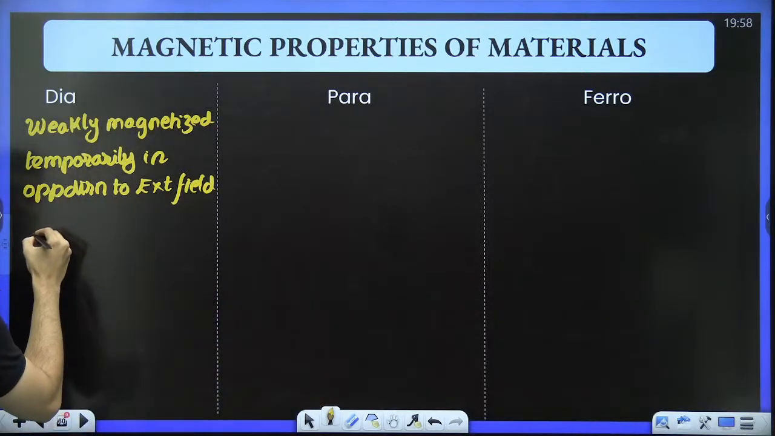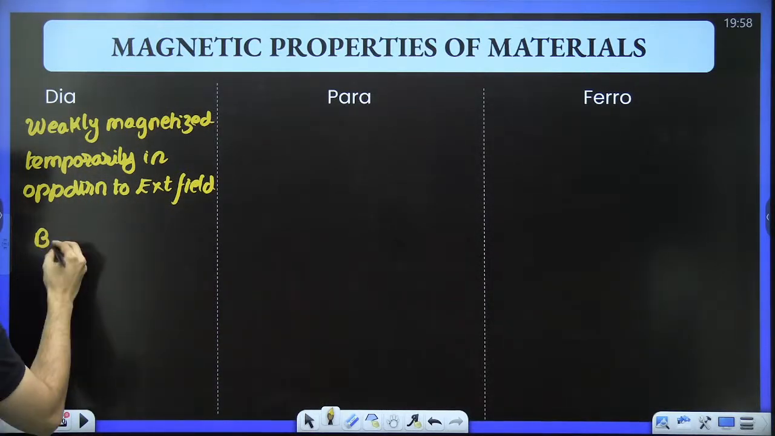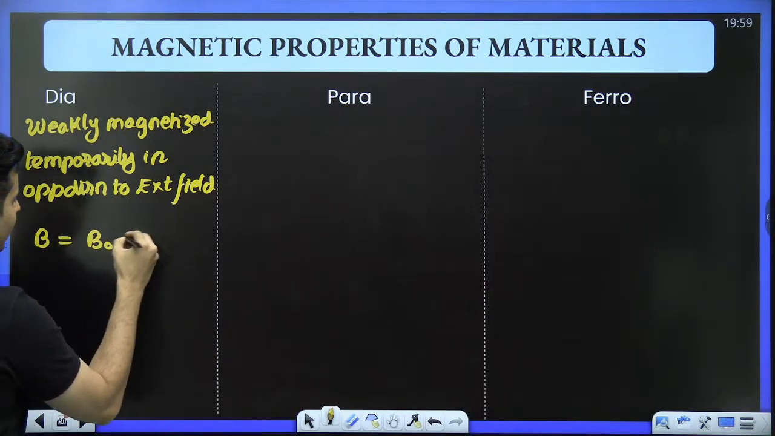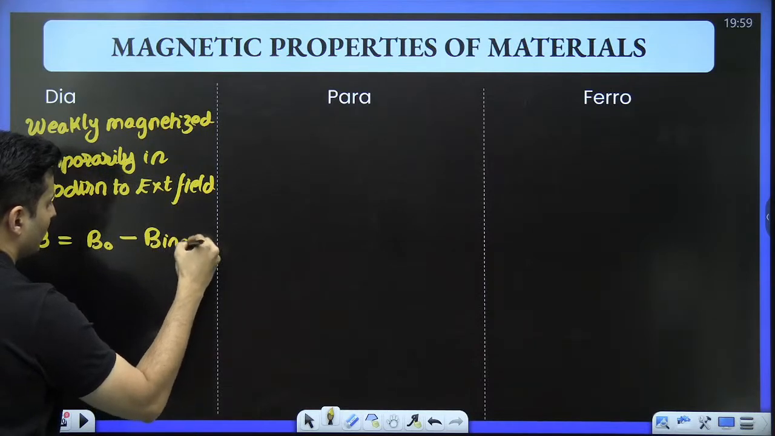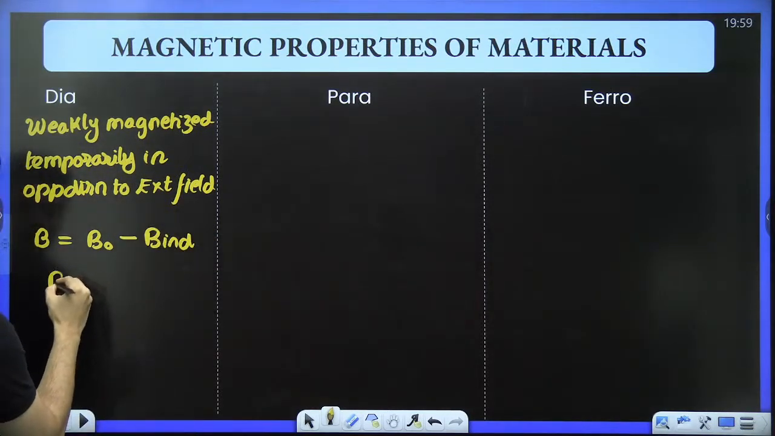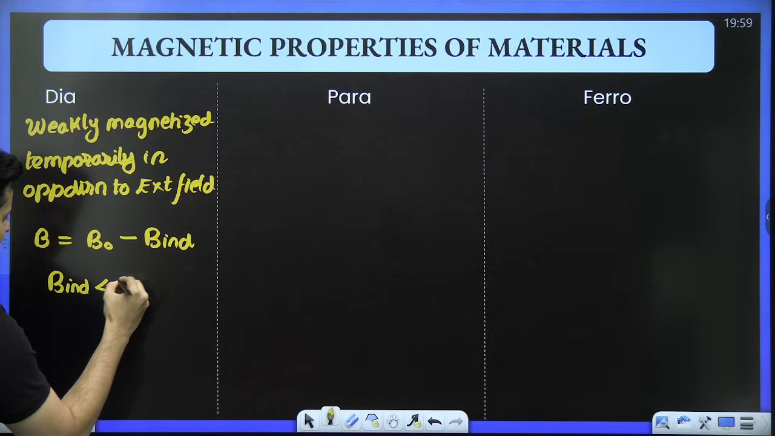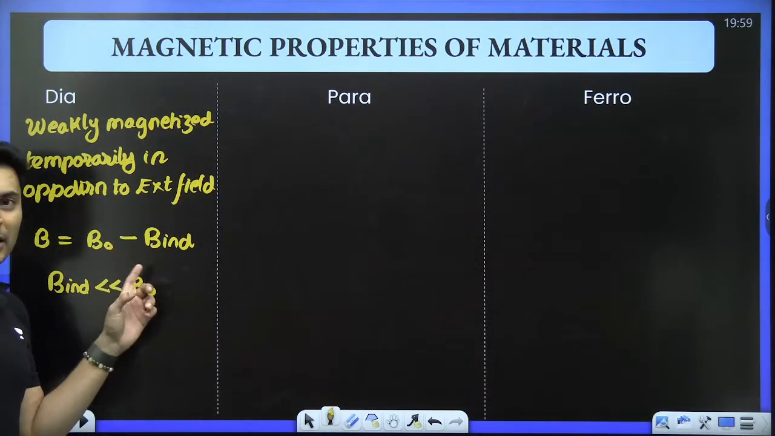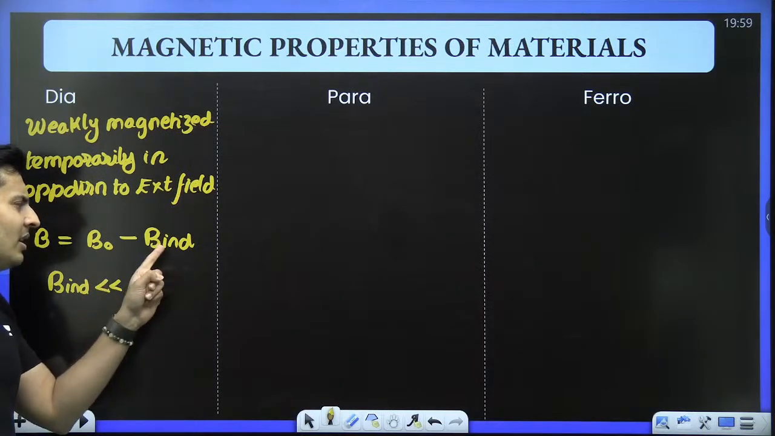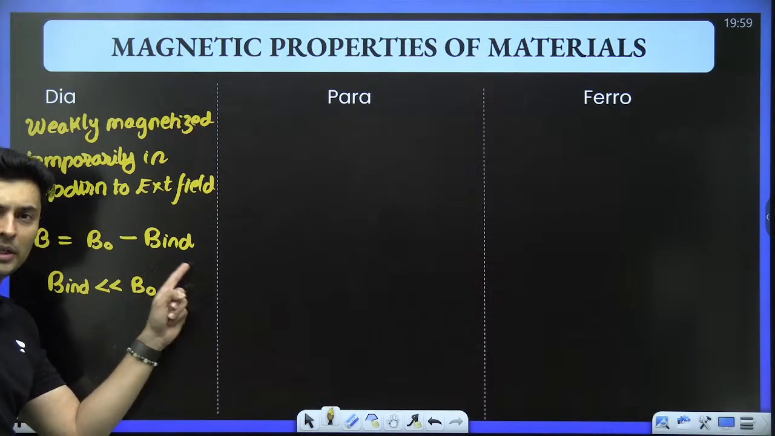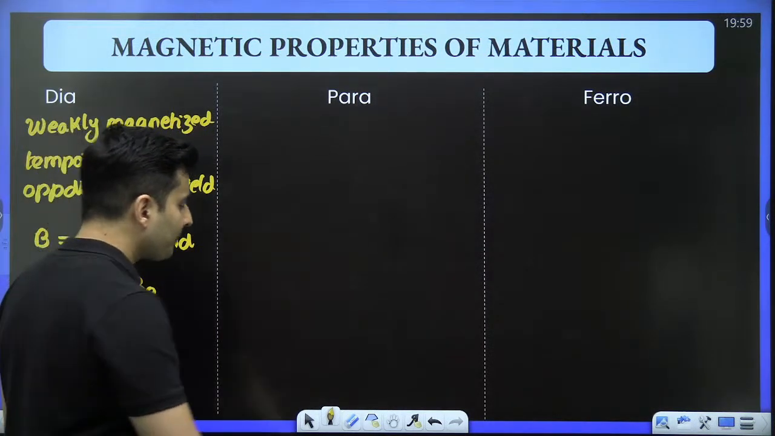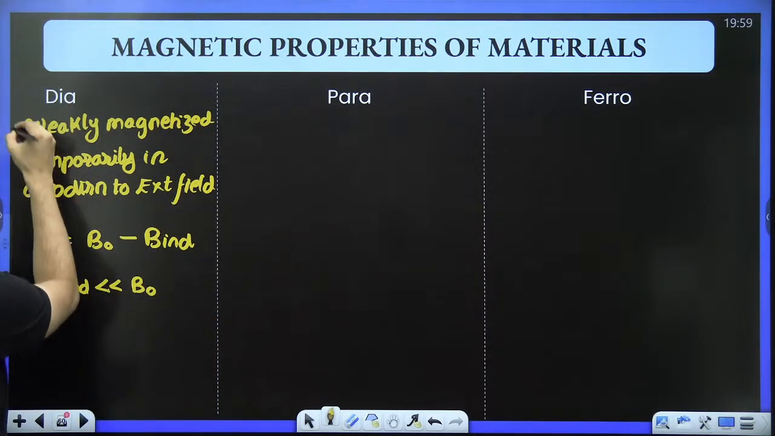So that's why you will see that your net magnetic field will be external field minus B induced. And this B induced is very small as compared to that external field. Don't expect this to be comparable. If this is 5 Tesla or 1 Tesla, this will be 0.001 Tesla, 0.02 Tesla. It's opposite. That's all you should know. And like I said, it is temporary.